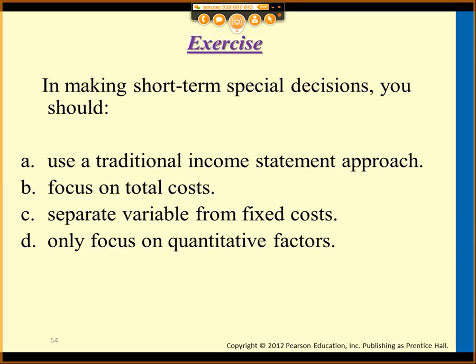So maybe we need to pay attention to them. In making short-term special decisions, you should use the traditional income statement approach, focus on total cost, separate variable from fixed cost, or only focus on quantitative factors. Who is thinking it's an A? Raise your hand. B? C? D? Yay! Okay.